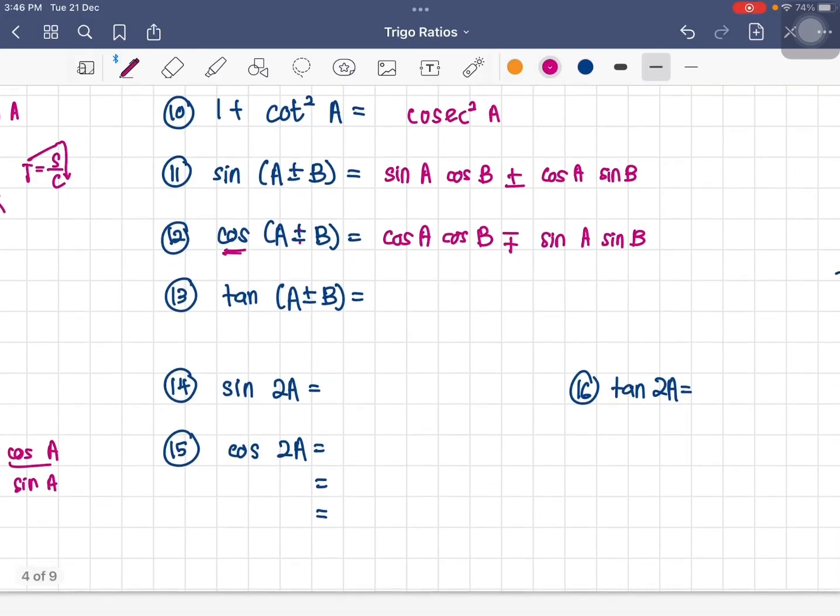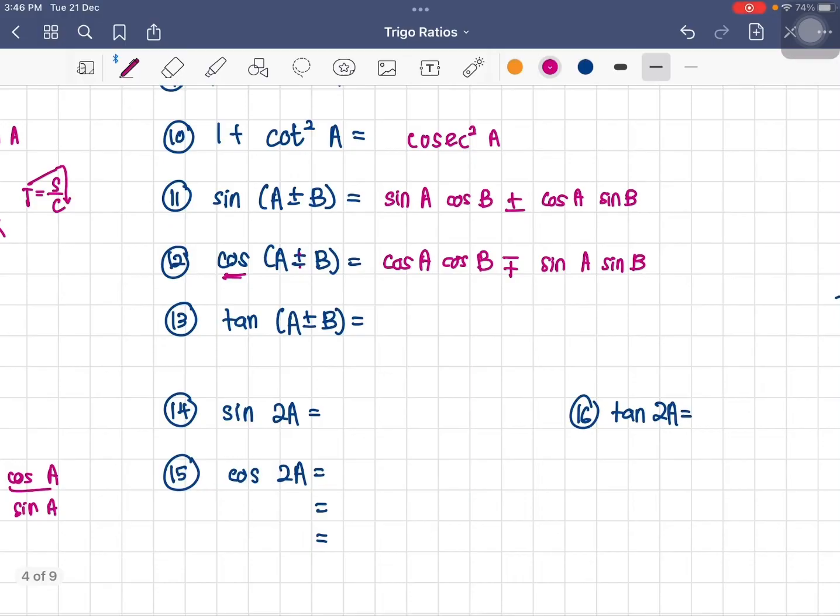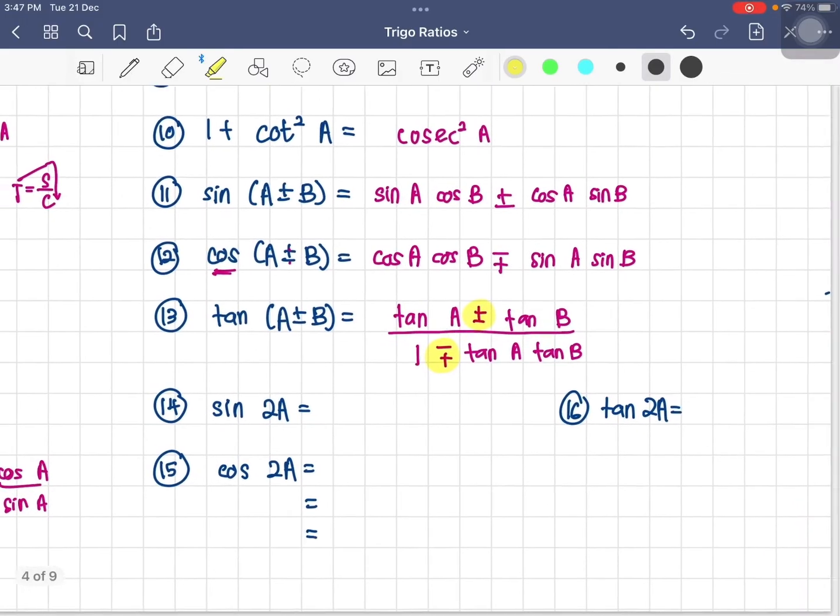And now you have that one for the tangent. So for the tangent, you will get a fraction. So tangent of a plus minus b is tangent a plus minus tangent b, divided by 1 minus plus tangent a tangent b. All right, so you should know these are different symbols. I hope you get the idea, right?